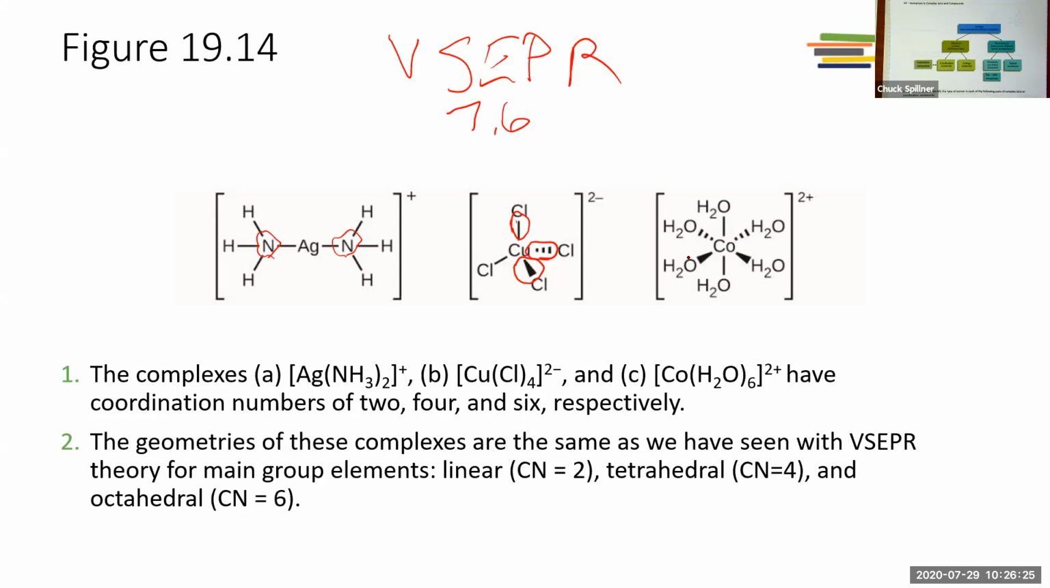I guess the one that's not shown is the square planar. It should have had a square planar here, but a square planar would look like this. You have the metal ion in the middle, and you just have ligands off on the corners of the square. Okay, that's flat. That's in a plane. So let's move on.